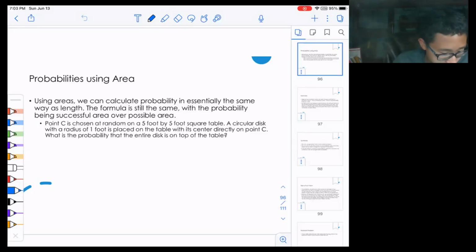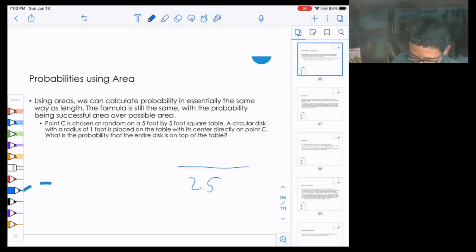So the total outcomes region is easy. It's just the surface of the table. First you have to calculate the total outcomes region. 5 feet by 5 feet is 25 feet squared. So we just put it over 25. And now we have to find the successful outcomes region, which is a bit harder.